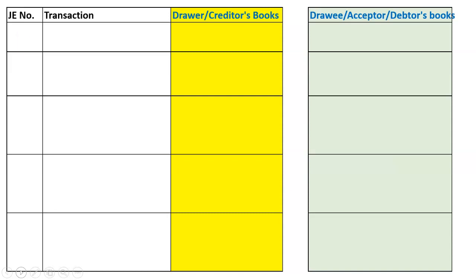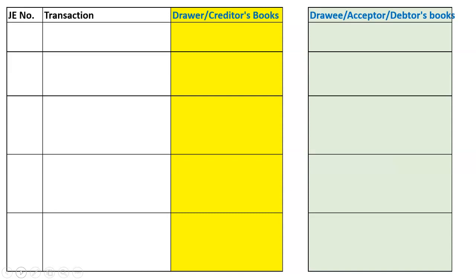The first column is the sequential number of the journal entries. The second column, namely transaction, is to write a brief description of the underlying transaction. The next column is for actual entries in the books of drawer or the seller. And the last column is for actual entries in the books of drawee or the purchaser, also called the acceptor of the bill. Do not forget, this is a transaction about sale and purchase of goods on credit.